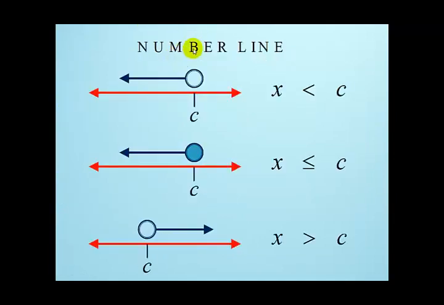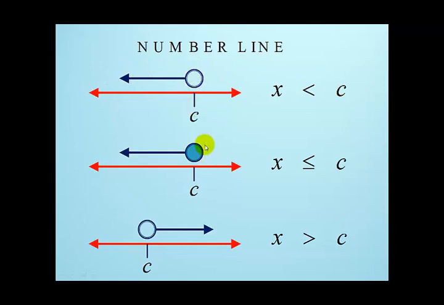Now let's consider the number line. Considering the inequality x is less than c. That means that values of x less than c are on the left of c. Take note, we use a circle to represent the number c on the number line. So x less than c, that means that the values of x less than c are on the left. That is why the arrow is pointing to the left. Take note that the circle is not shaded.